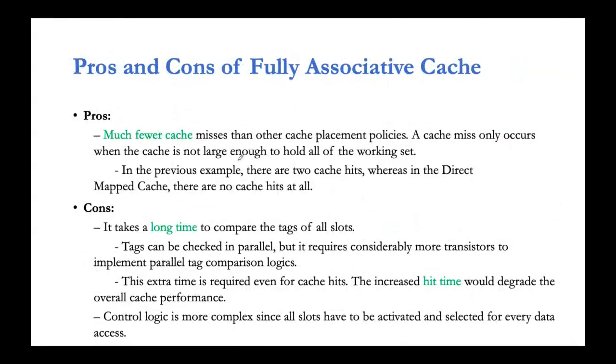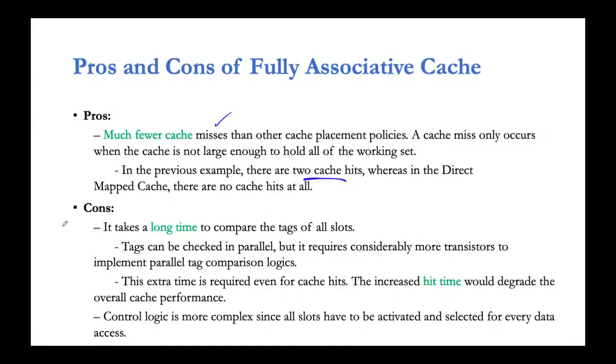Okay, so what are the pros and cons of this one? The pros are much fewer cache misses in this case compared to direct mapped and other cache placement policies. A cache miss only occurs when the cache is not large enough to hold all of the working sets. In our previous example, there are two cache hits, whereas in direct mapped caches, there are no cache hits.